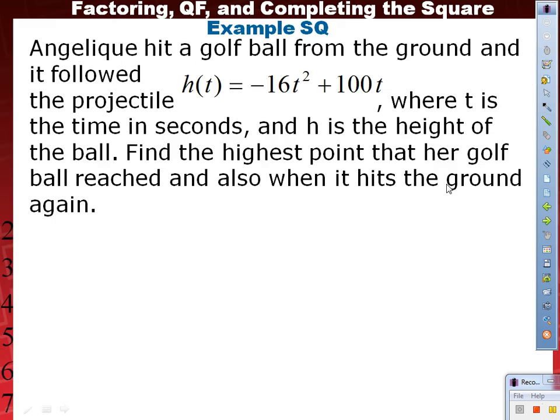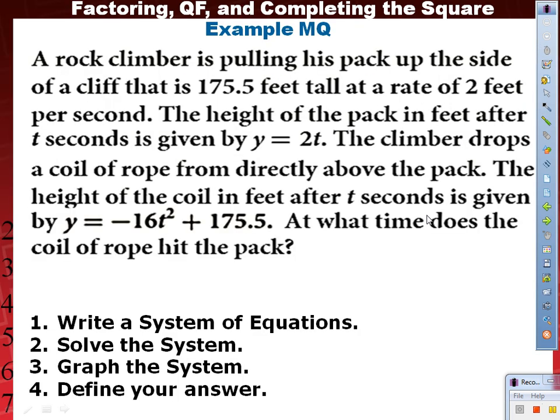Last but not least, example omega cube, systems of equations. You're not going to copy the whole problem, but write your utensils down, look up to the screen. Now, let me show you the situation here. It says, a rock climber is pulling his pack up the side of a cliff that is 175 feet tall at a rate of 2 feet per second. So imagine Nanelle's a rock climber. She's up on the mountain, and she's pulling her pack up at 2 feet per second.